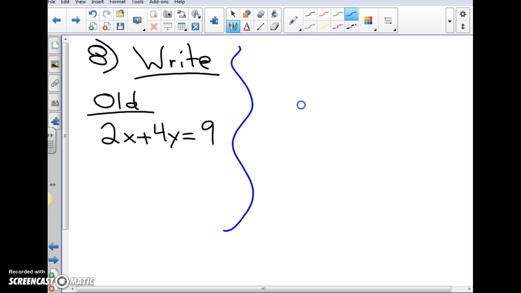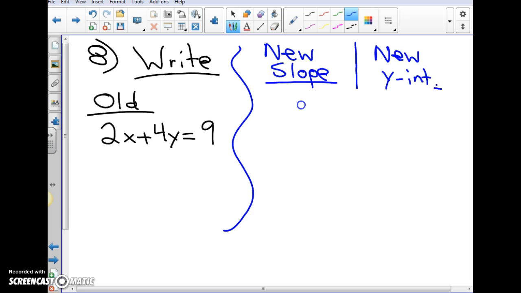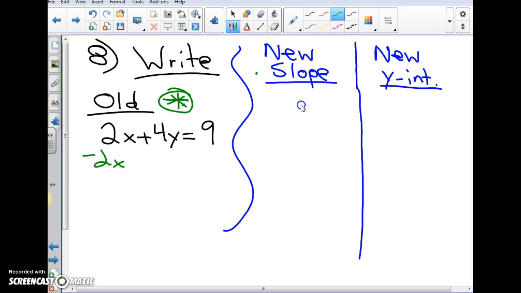So over here, I'm going to need a new slope, and I'm going to need a new y-intercept. Well, looking at this, let's see what I've got. The only reason I use this old one is so I need to know what my new slope needs to look like. Well, first I've got to change this over. So I'm going to move the 2x over to the right side. That's going to give me 4y equal negative 2x plus 9.